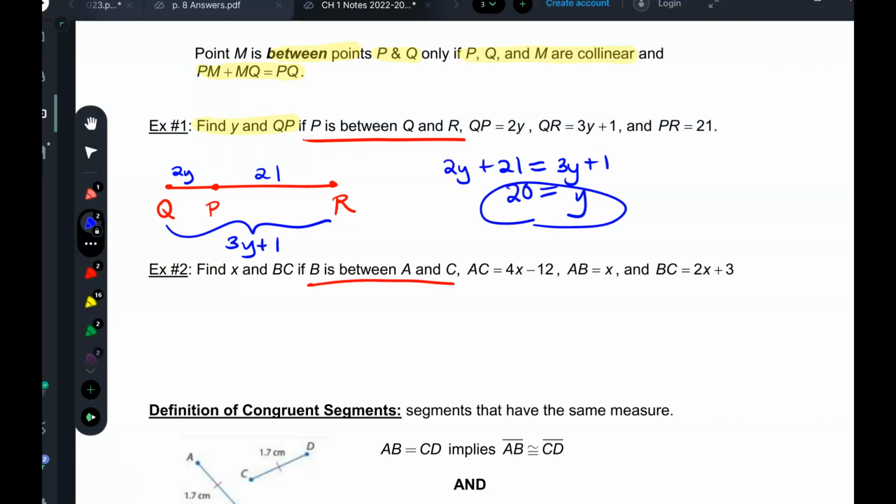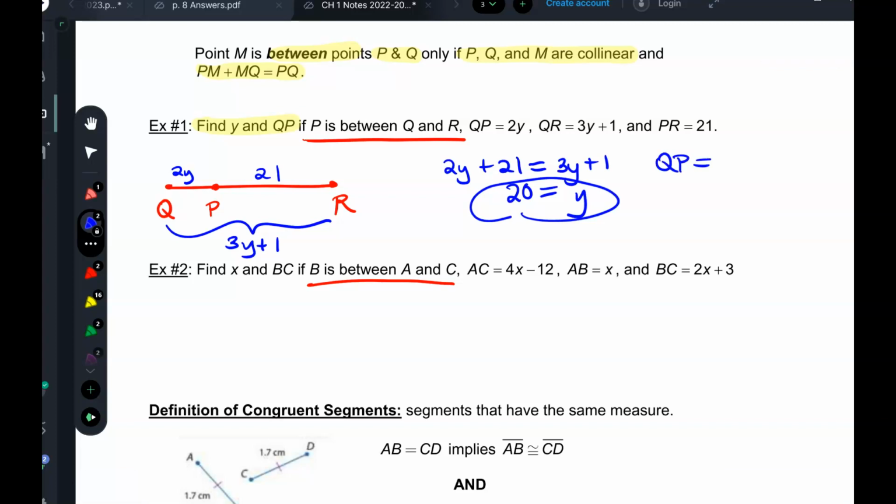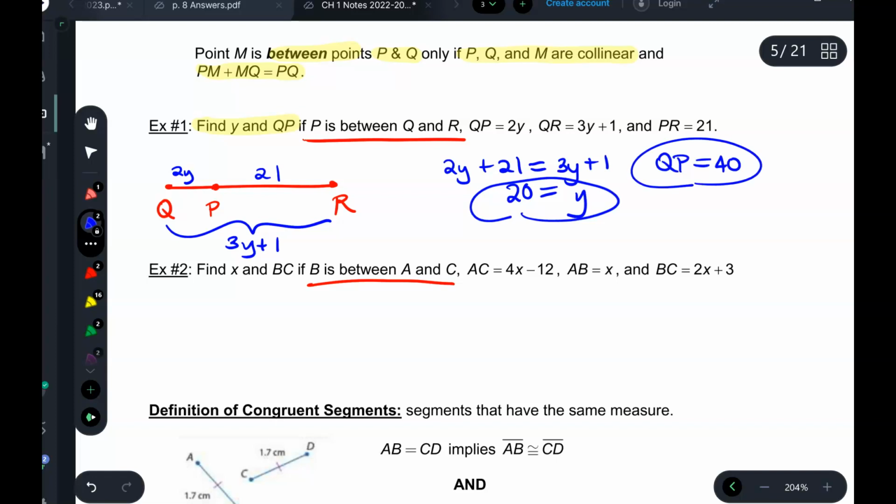But I also want to find what? QP. All right, so I'm going to put QP. Well, what was QP? Oh, I was already higher. Oh, that's fine. Go ahead. You can just say it. QP equals 40. Perfect. Good.